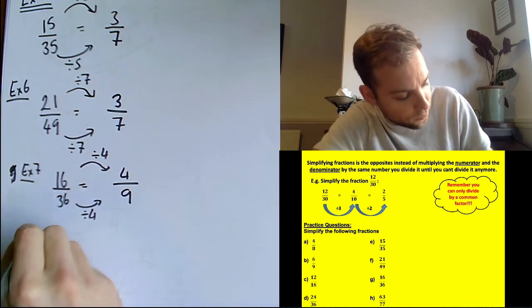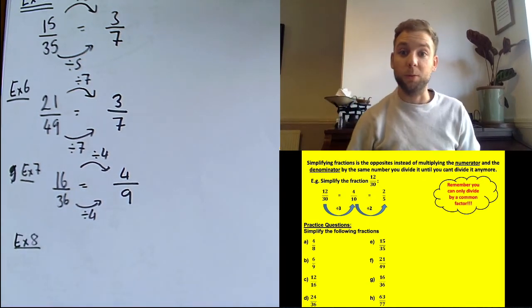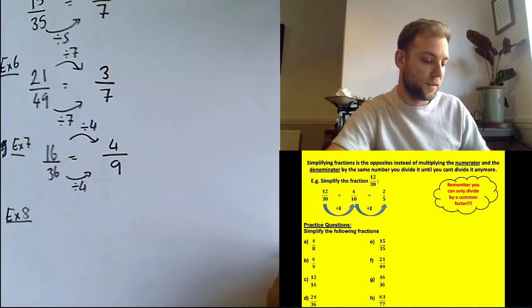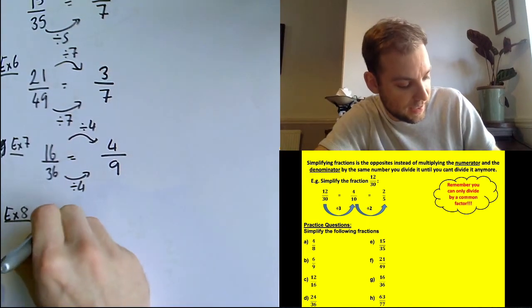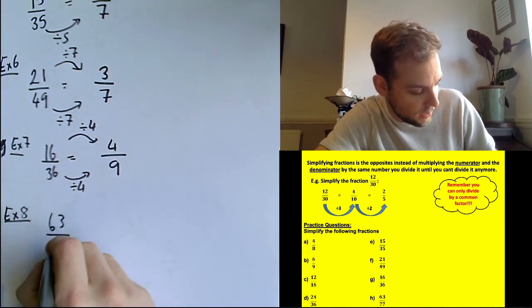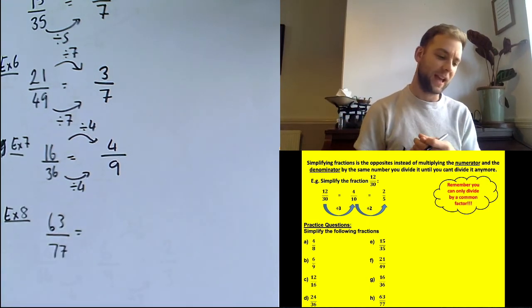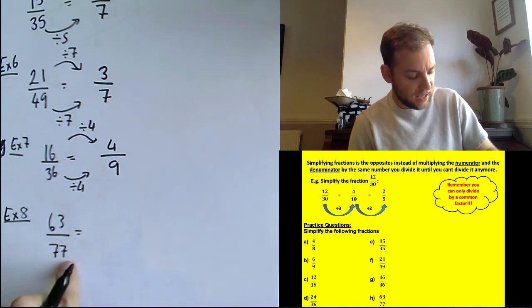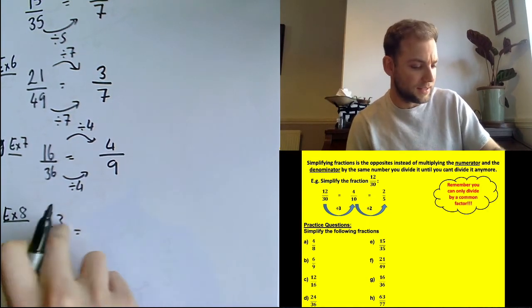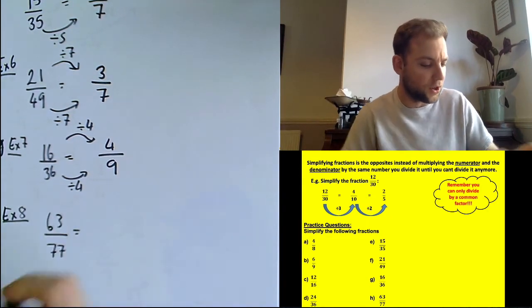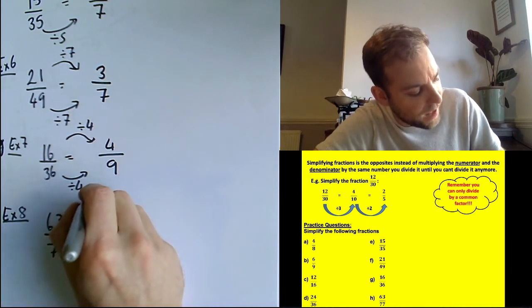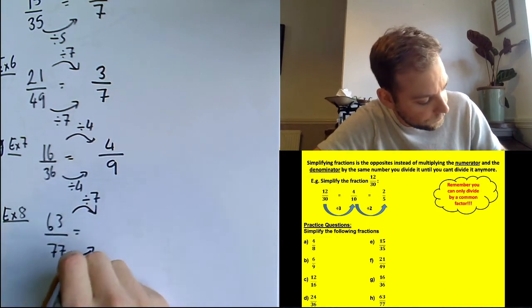And example 8, probably got too many examples of these, but it doesn't hurt to have too many examples. So 63 over 77, and this is a hard one again. So this one here again is, well, 77 is a 7 go into it, and 63, 7 goes into that as well. So it's actually 7 that goes into both of these.